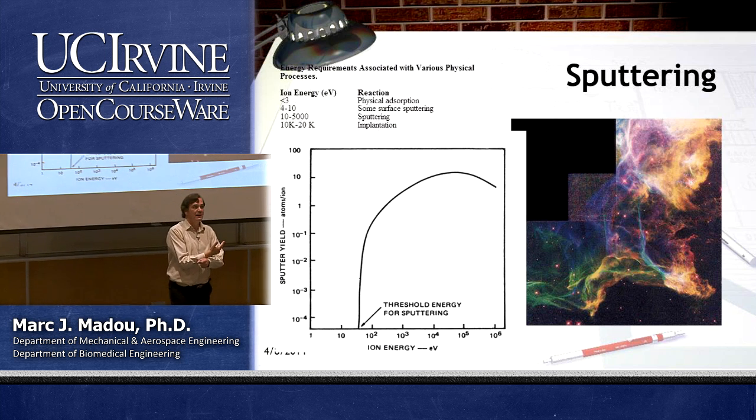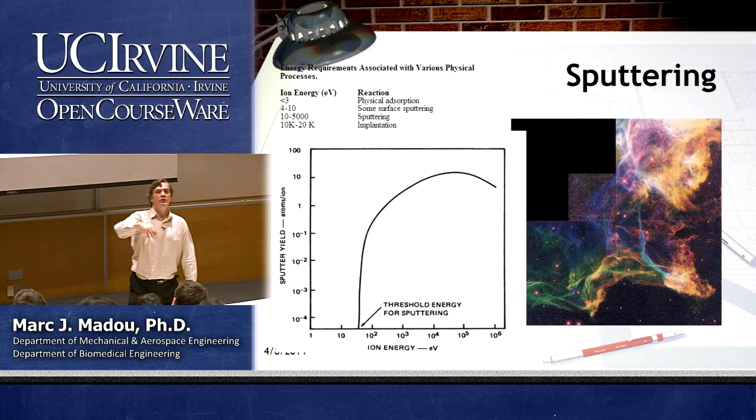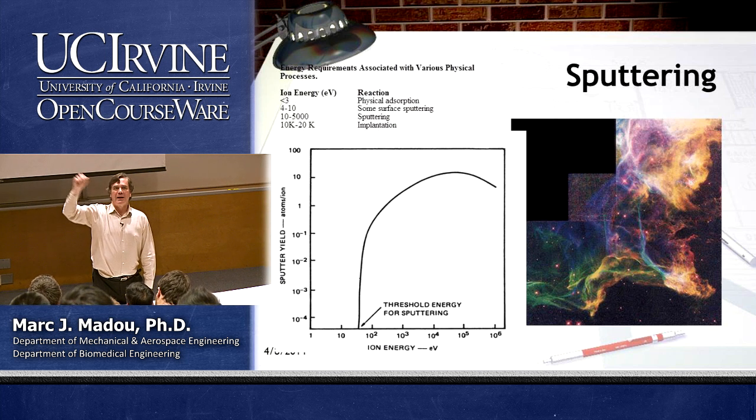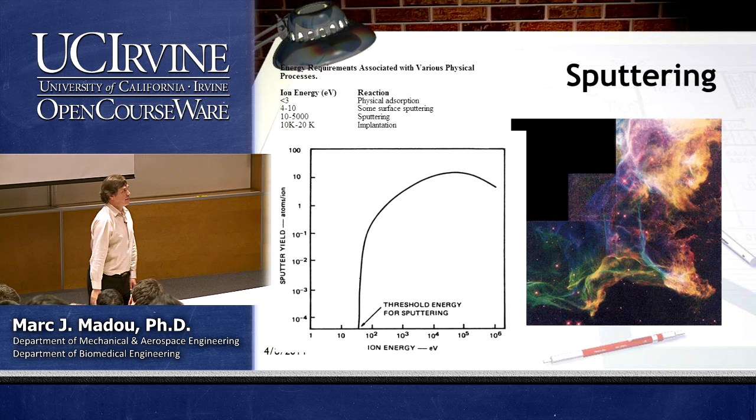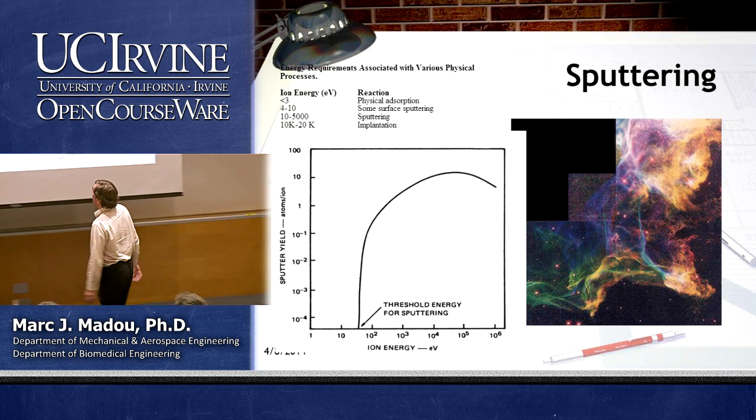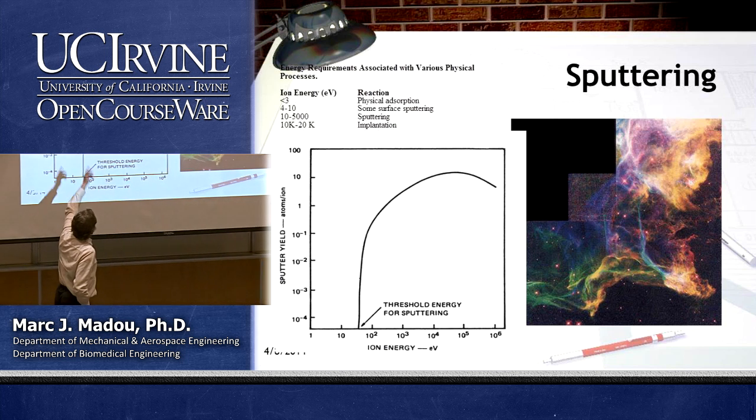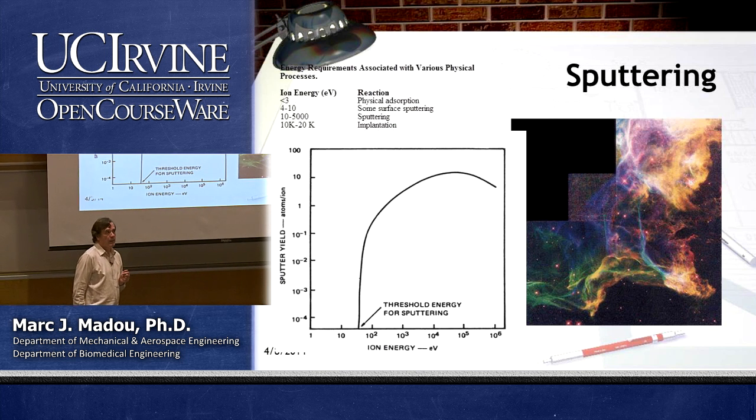I need to be higher, I need to be between 10 and 5,000, and then this curve shoots up because I start sputtering. And now why does the curve bend over? You all know the answer. Why doesn't it keep on going? Because you start implanting, right? So this is an important curve for you. It kind of goes together with that little table.